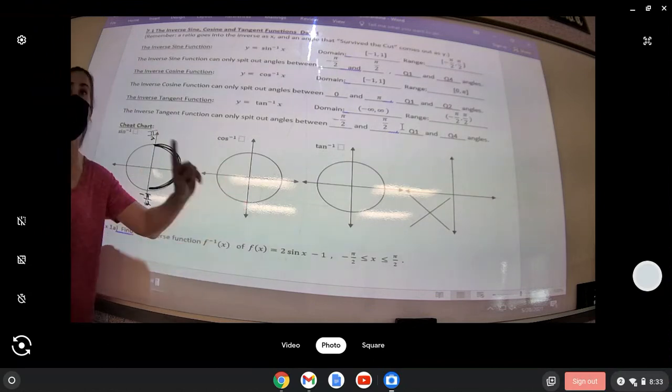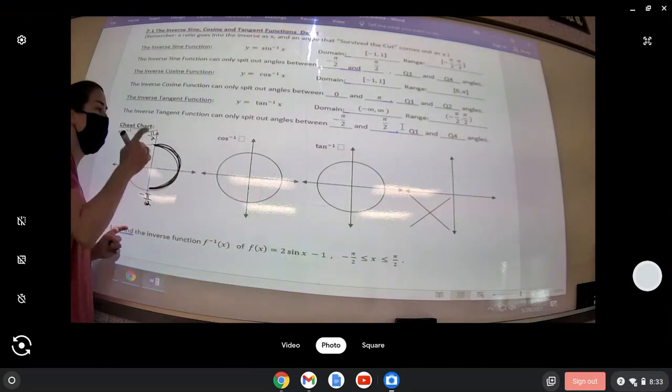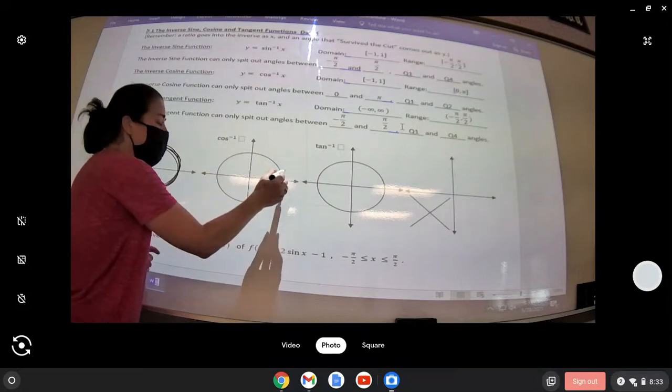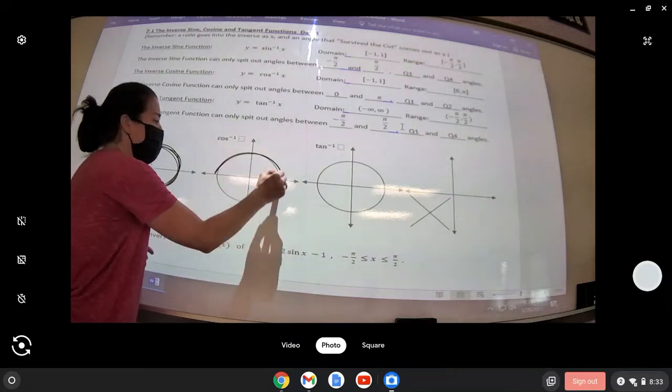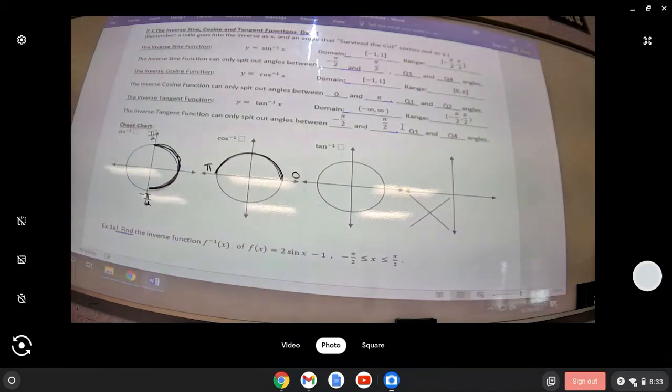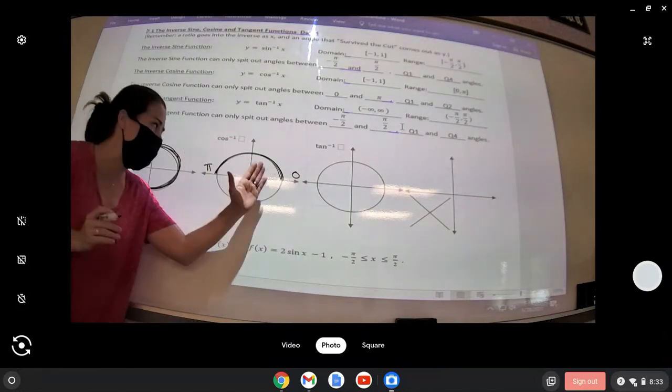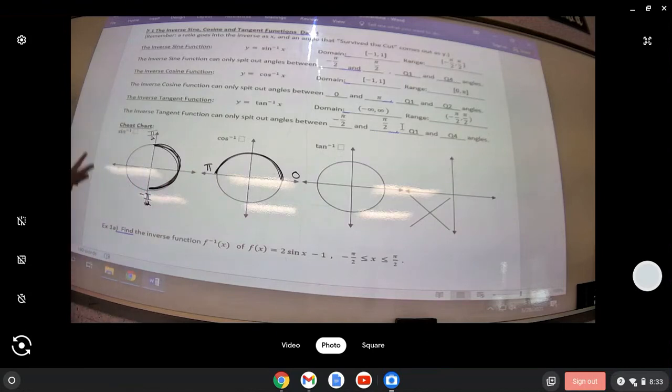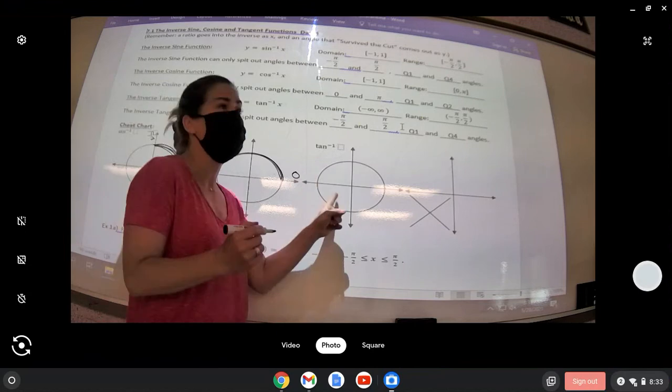All right, we got the inverse cosine. He behaves a little bit differently. If you are working with the inverse cosine, this function is only capable of spitting out angles between 0 and pi, quadrant 1 and quadrant 2 angles. These are the only angles and ratios that survive the cut of the cosine's graph to make the inverse cosine exist.